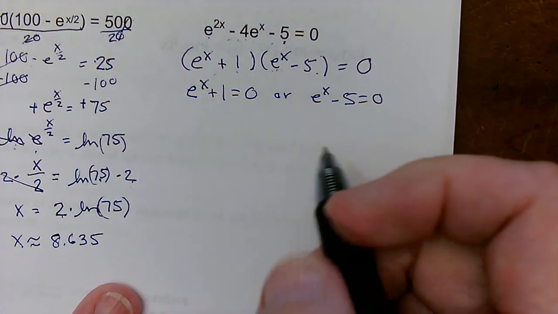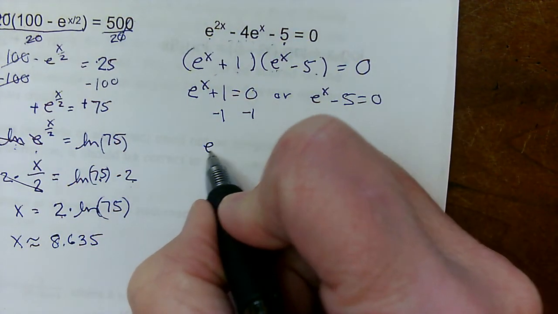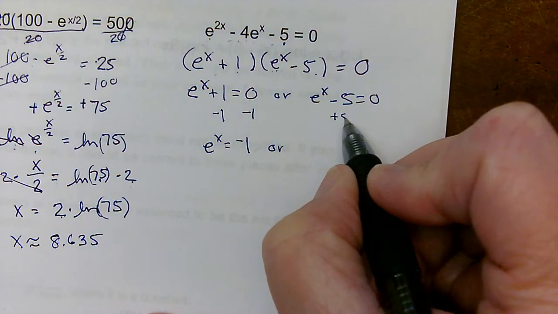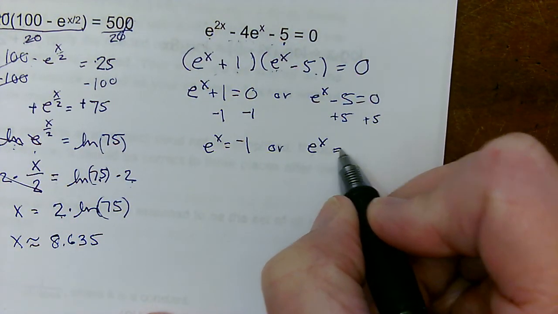Now I need to isolate the exponential, so here I'm going to subtract 1 on both sides to get e to the x equals negative 1. And here I'm going to add 5 on both sides to get e to the x equals 5.